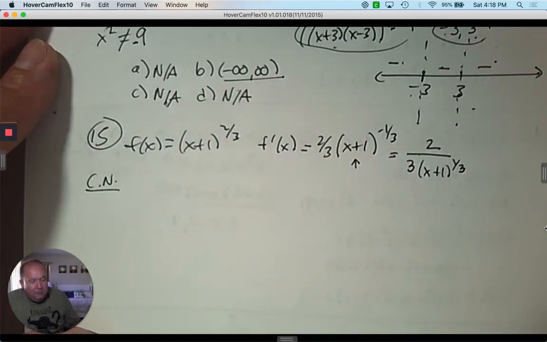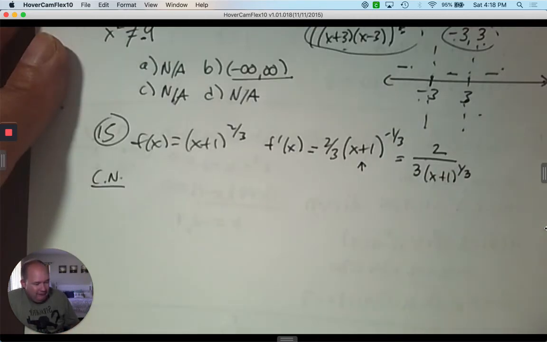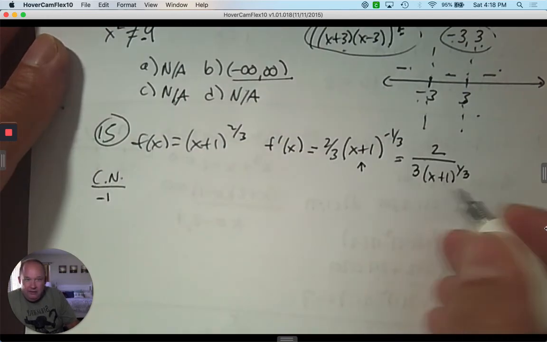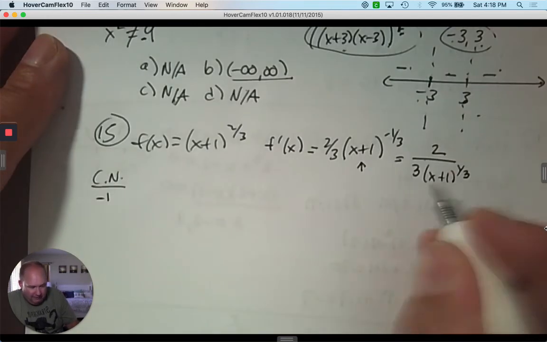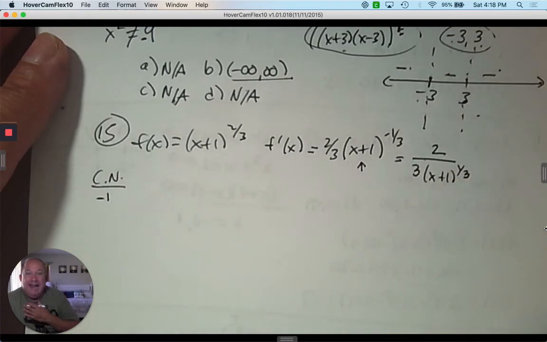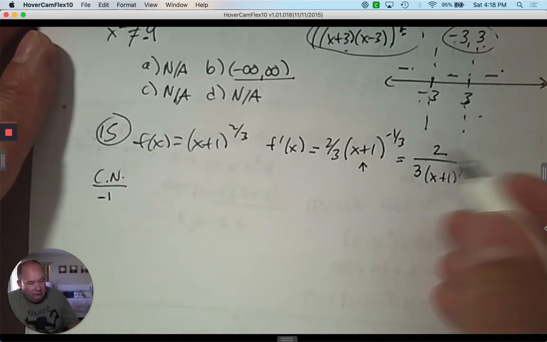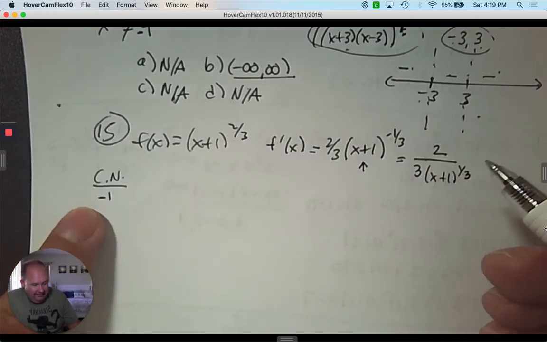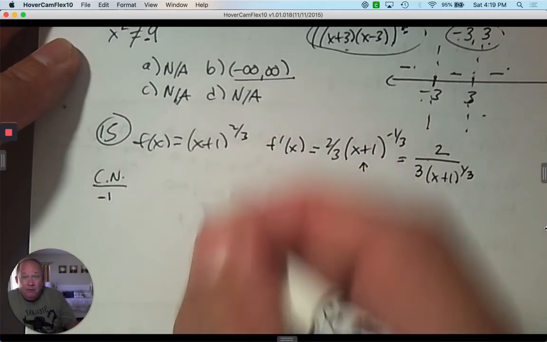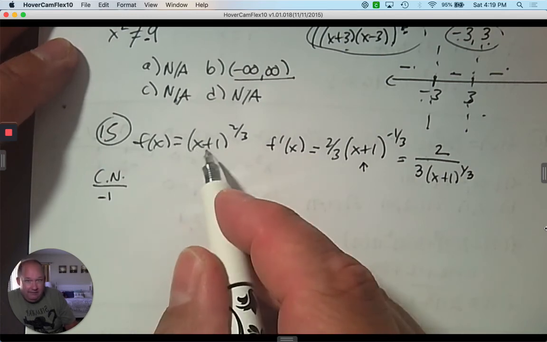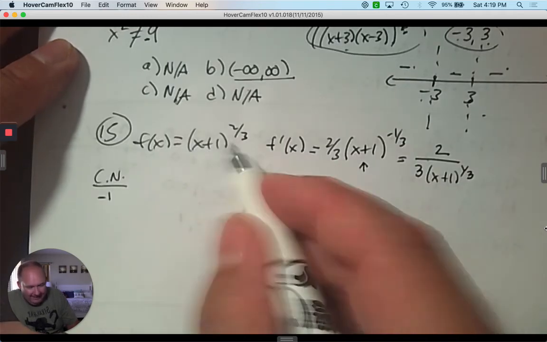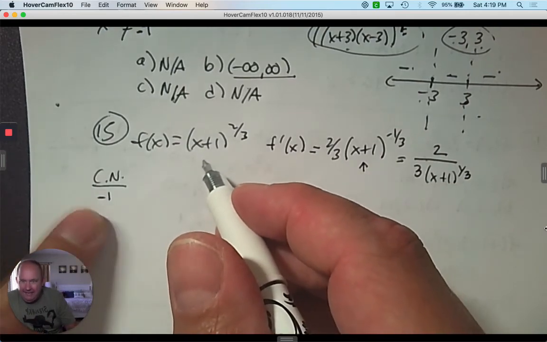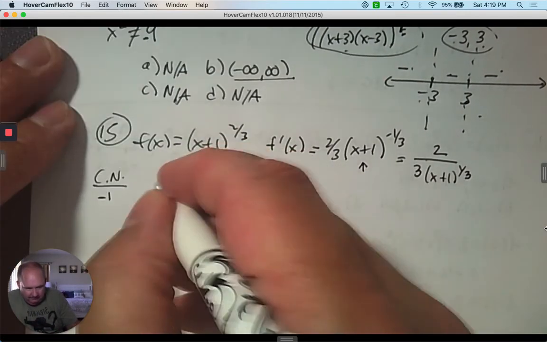So where do we have any critical numbers here? In the denominator, negative 1 makes the denominator 0, because negative 1 plus 1 is 0. In the numerator, I don't even have a variable, so there's nothing that makes it 0. So the only critical value is at negative 1. Now, if you look here, negative 1 is a point. So at negative 1, you actually get a value. It's not an asymptote. So negative 1 can be a turning point, just to let you know.